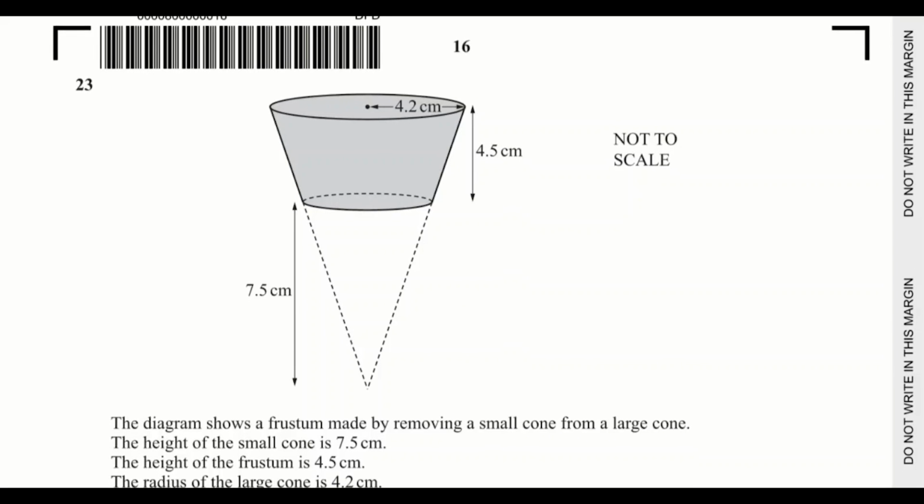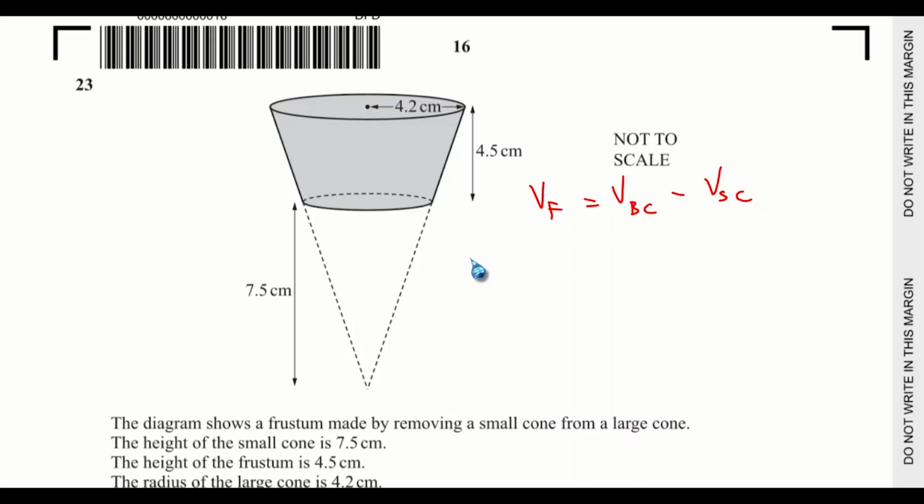So the volume of the frustum equals the volume of the bigger cone minus the volume of the smaller cone. Okay, so that's what we need to do. So the volume of a cone is base area times height divided by 3, or volume of a cylinder divided by 3.